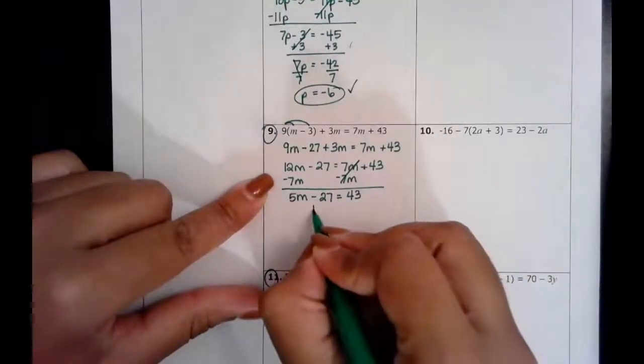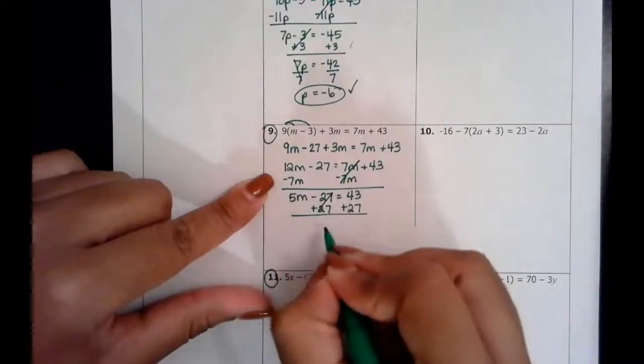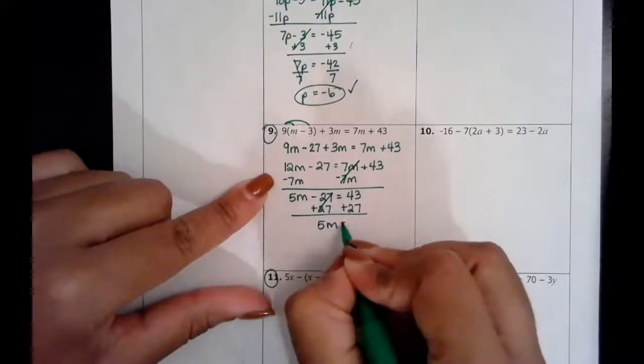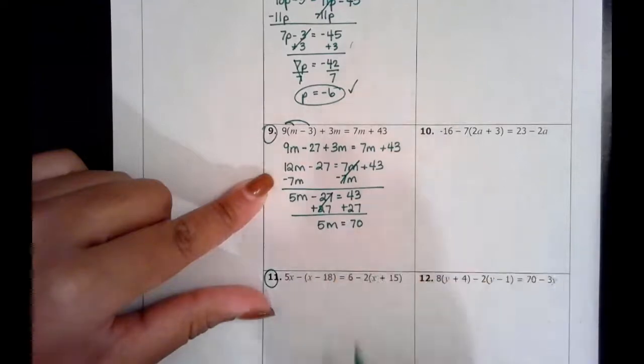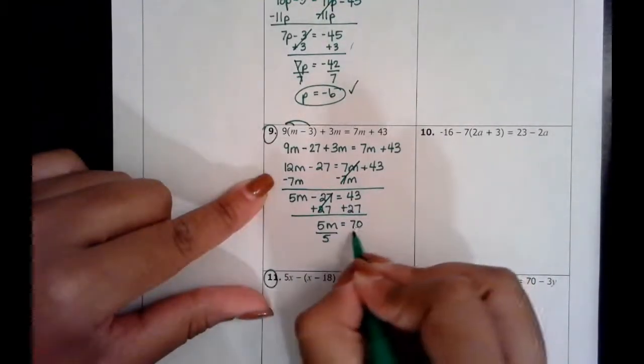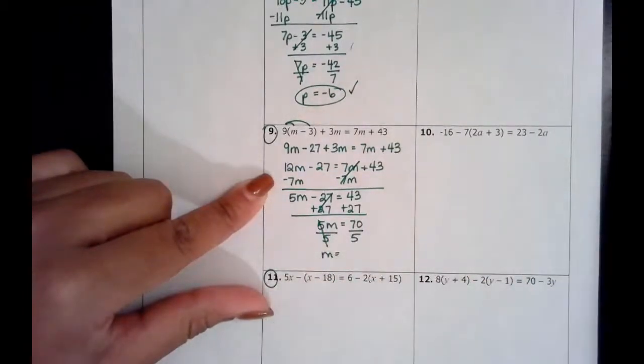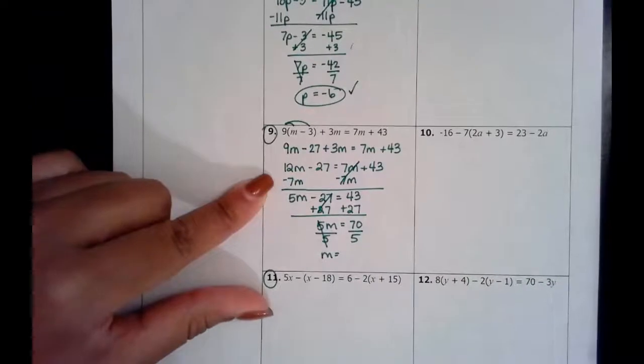Now I add 27 to both sides. Leaves me with 5m equals 70. Divide by 5. Those 5's cross out, leaving me with 14.